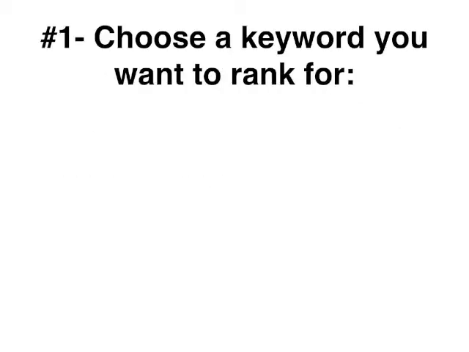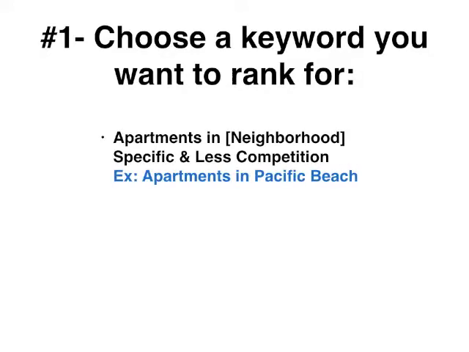Number 1, you want to choose a keyword that you want to rank for. Here at Resident 360, we like to get very specific. So if we have an apartment community that's in a specific neighborhood, it would be apartments in that neighborhood name. Let's just say I have apartments in the Pacific Beach neighborhood of San Diego. It would be apartments in Pacific Beach. Now, the more specific you can get, the less competition you're going to have, or the less amount of other apartment communities trying to compete with you on Google, Yahoo, and Bing to rank for that specific keyword.